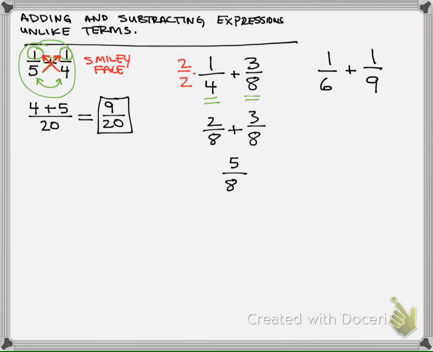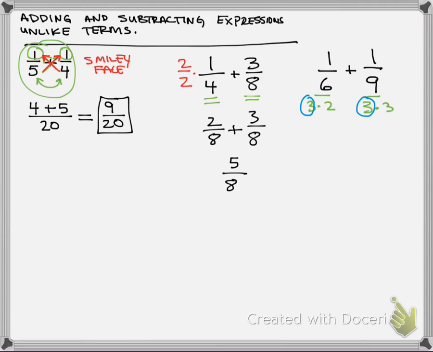So, we notice that 9 is not a multiple of 6 as we saw in our second example. So we go to this third example, which says basically, look at the denominators and see what factors they have in common. Well, I know they're both a multiple of 3. So the first one is 3 times 2. The second one is 3 times 3.